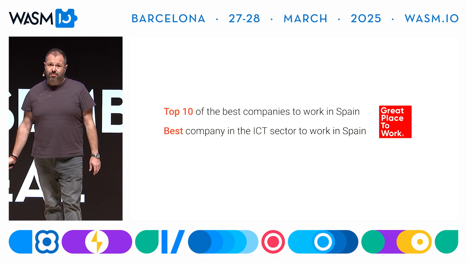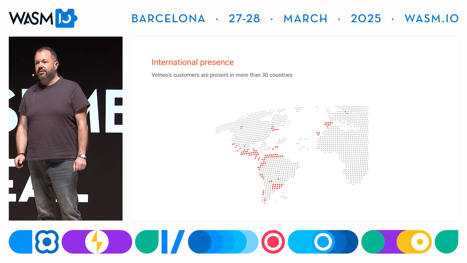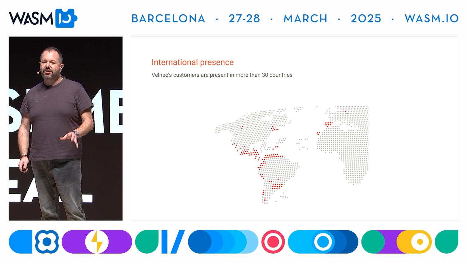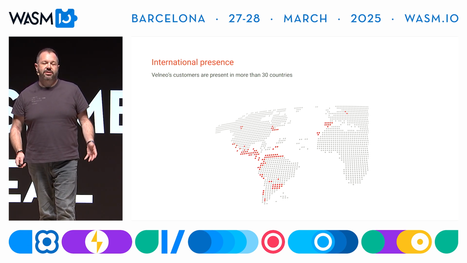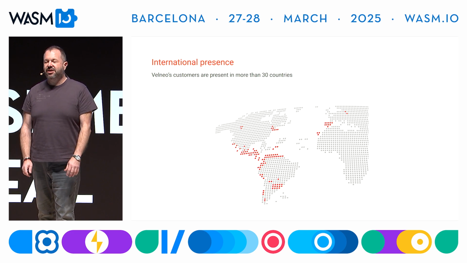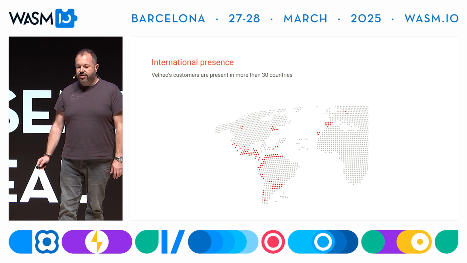Velneo is one of the best companies to work in Spain. We have presence in more than 30 countries. You will see that most of them are Spanish-speaking countries. This is our target, Spanish-speaking. So the platform is multi-language.